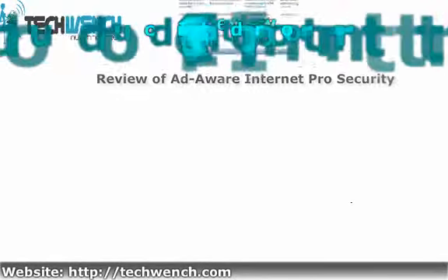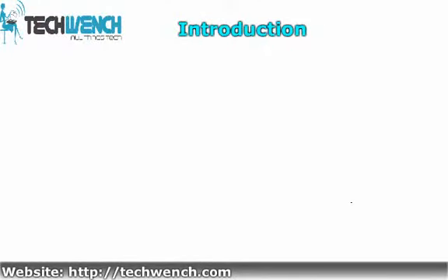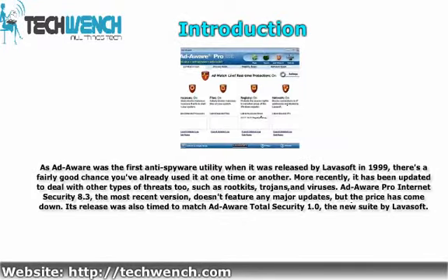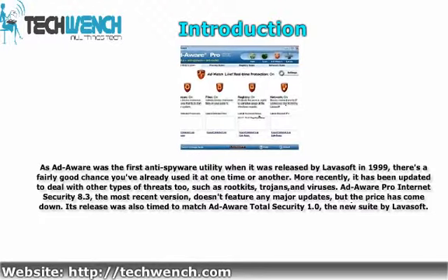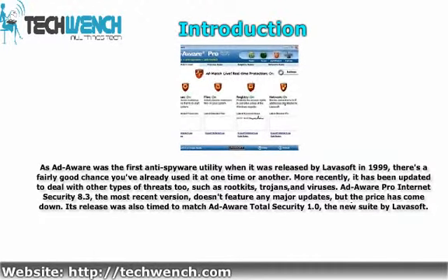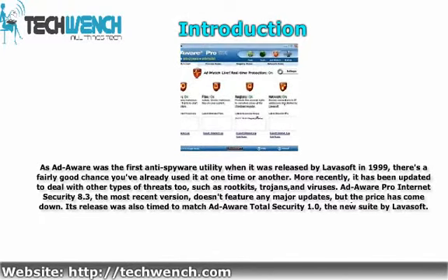As the first anti-spyware utility when it was released by Lavasoft in 1999, there's a fairly good chance you've already used it at one time or another. More recently, it has been updated to deal with other types of threats too, such as rootkits, trojans, and viruses. Pro Internet Security 8.3, the most recent version, doesn't feature any major updates, but the price has come down. Its release was also timed to match Total Security 1.0, the new suite by Lavasoft.